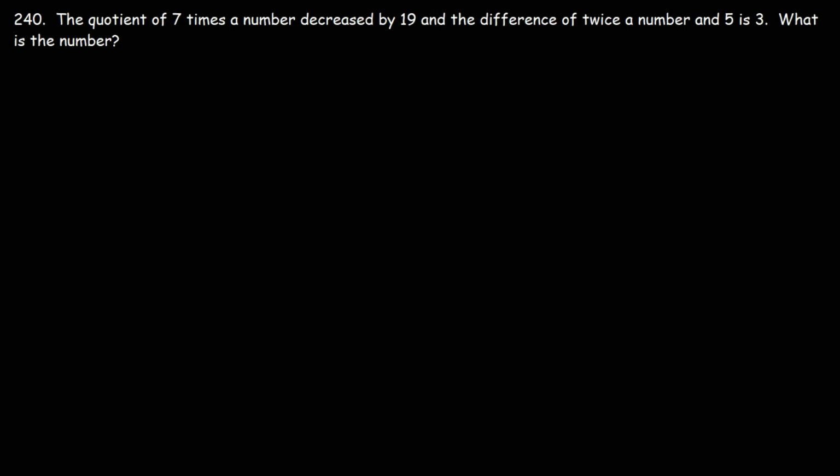Number 240. The quotient of 7 times a number decreased by 19 and the difference of twice a number and 5 is 3. What is the number? So we have the keyword quotient, which means division, which means we're going to have a fraction.